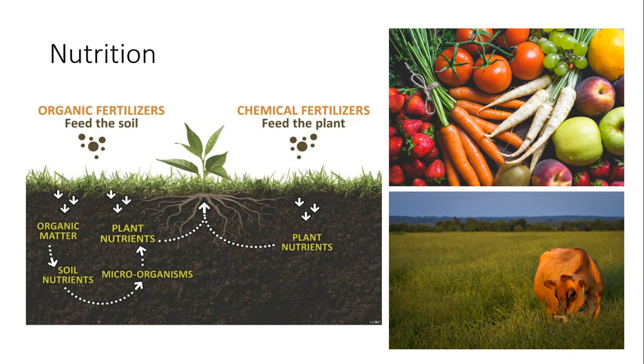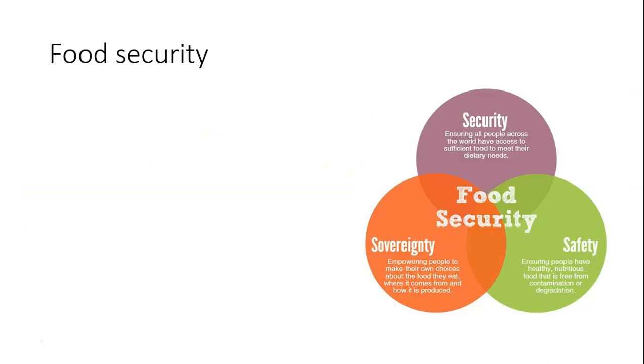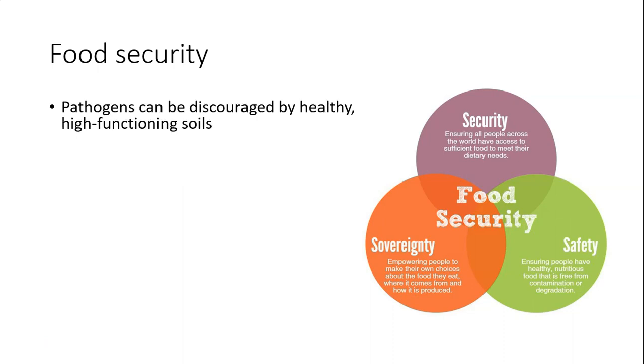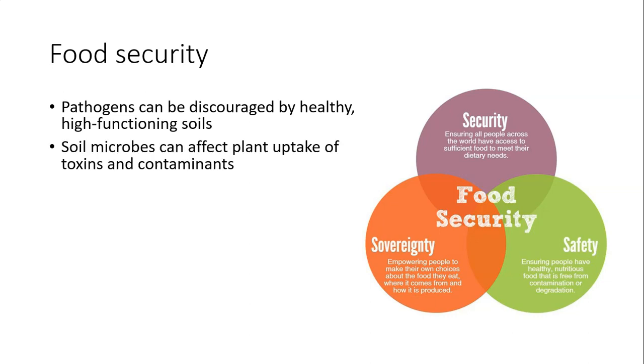The nutrients in the food we eat come from the soil, when we eat plants like fruits and vegetables directly, or when we eat animal products grazed on plants. Food security is a measure of the availability of food and people's ability to access it. Focusing on food safety, pathogens can be discouraged by healthy, high-functioning soils. Soil microbes can affect plant uptake of toxins and contaminants. Foodborne illness risk is reduced in healthy soils.